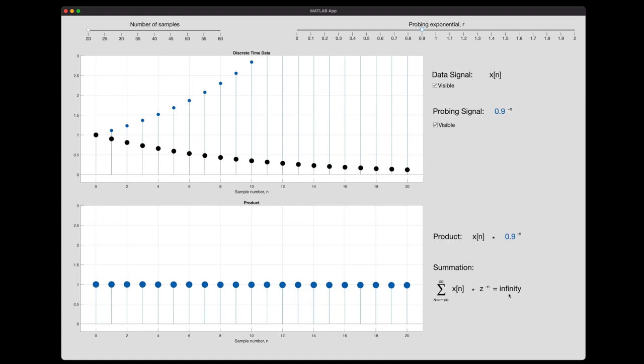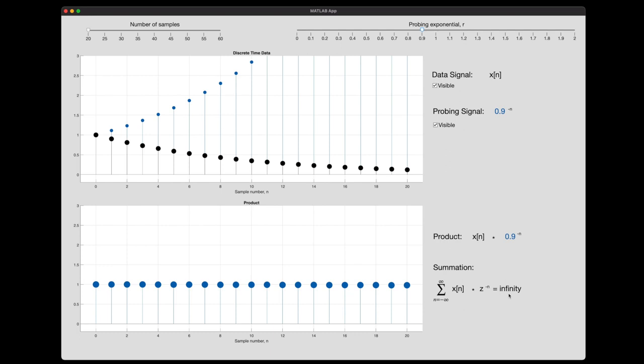There is a pole here, since the summation reaches infinity. And in this case, the pole is at a value of r less than 1, which means that this is a stable system, since the energy in x of n exponentially decays over time. So the Z-transform is really just sweeping through a bunch of different frequencies and exponentials to see where the summation reaches infinity, called poles. It's also looking for where the summation is 0, called zeros, but we're going to talk more about poles and zeros in the Z-domain video.